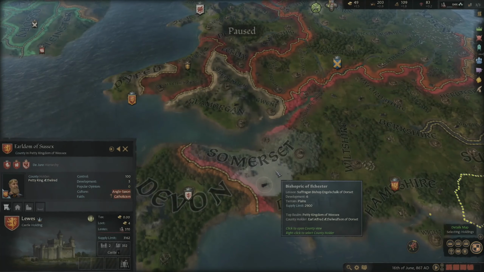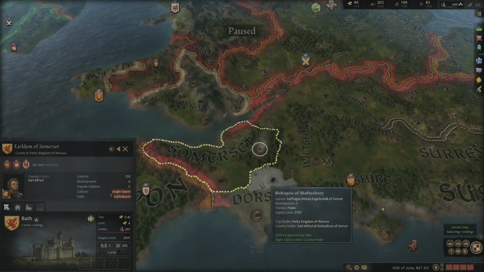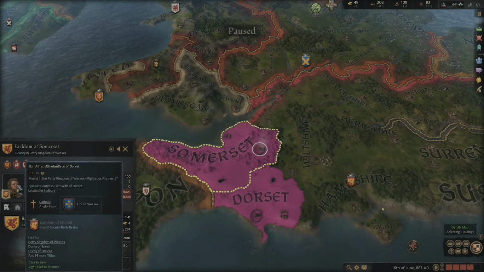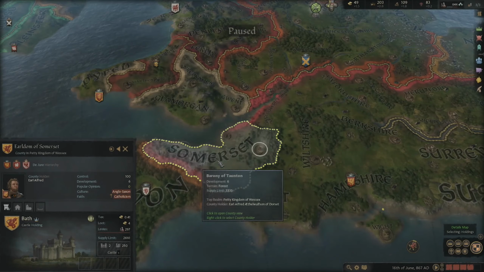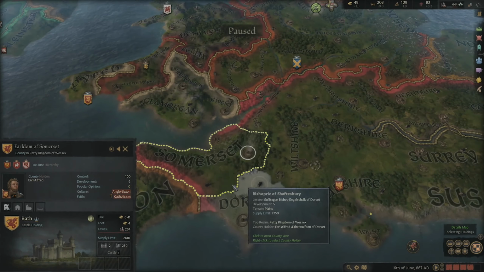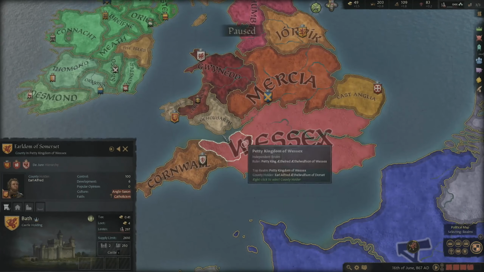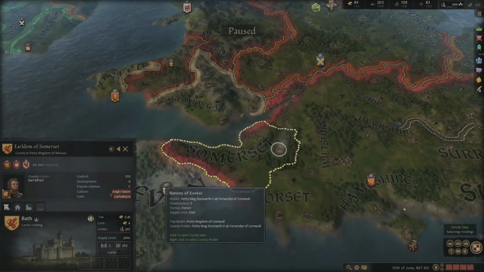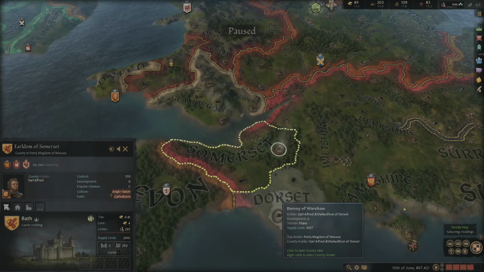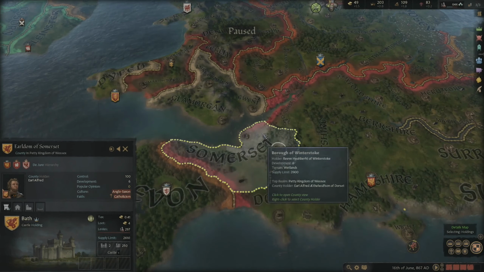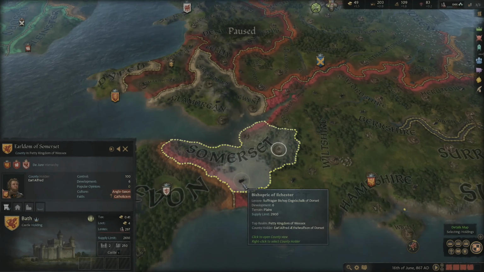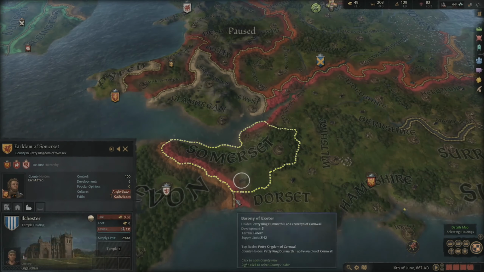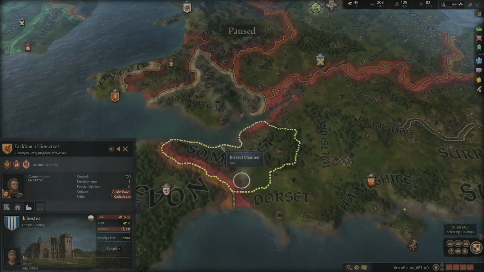This might be a bad example. Let's go somewhere else where he might not be in control. Okay, so here, the county holder, the person who is in control of this, is Earl Alfred. It's not the guy who rules the whole Wessex. It's some other guy who oversees these particular 2 counties. So that guy is a step above the people who control these individual holdings. He controls the individual county.